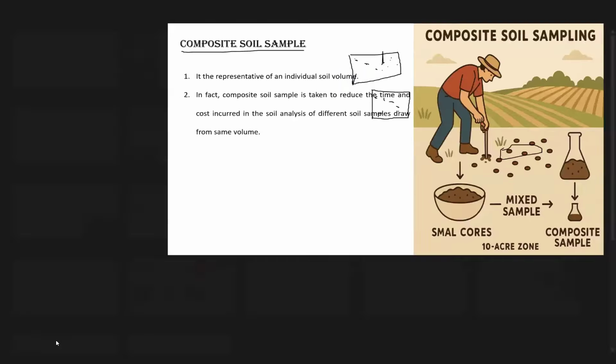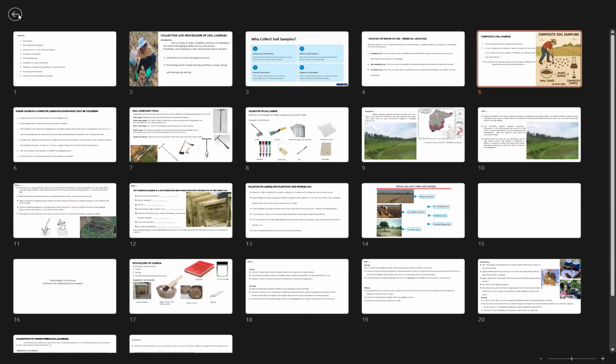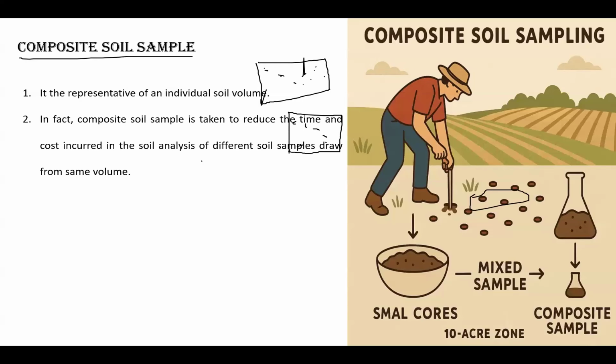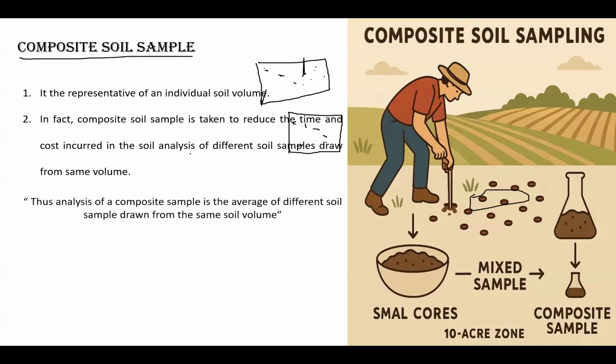In a soil analysis, we bring that huge volume of soil sample down to a very small sample, drawing some small sample. Taking a composite sample reduces the time and the cost in the soil analysis of different soil samples drawn from the same volume. In one sentence, the analysis of a composite sample is an average of different soil samples drawn from the same volume.